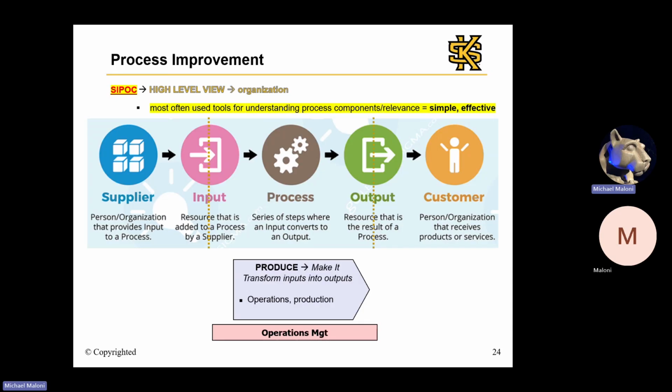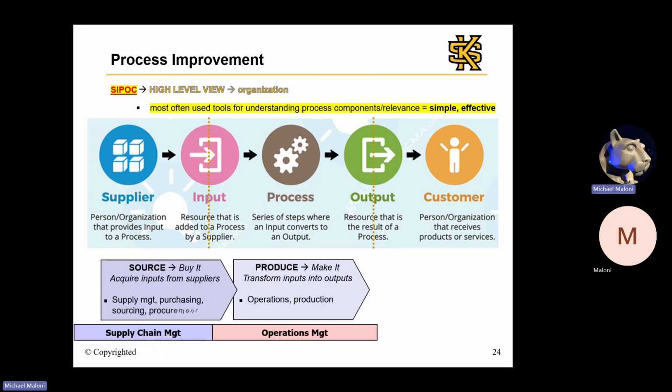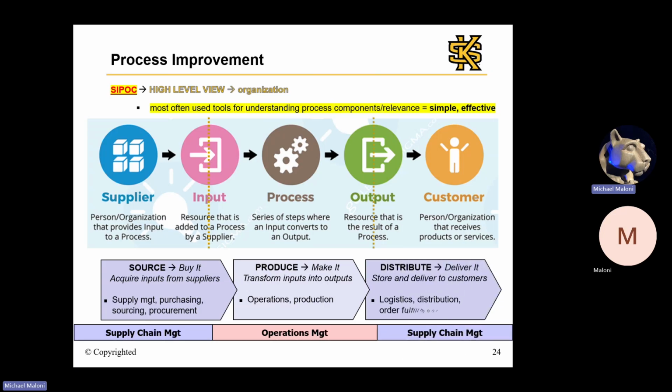And then sandwiched on either side of this is supply chain. On the left side, we see sourcing or buying, purchasing. How do we acquire the inputs for production from our suppliers? We might call that supply management. On the right side, we see distribution. How do we get the outputs to our customers, specifically delivering those outputs via logistics, including warehousing and transportation? This might be called logistics management, distribution, or order fulfillment.